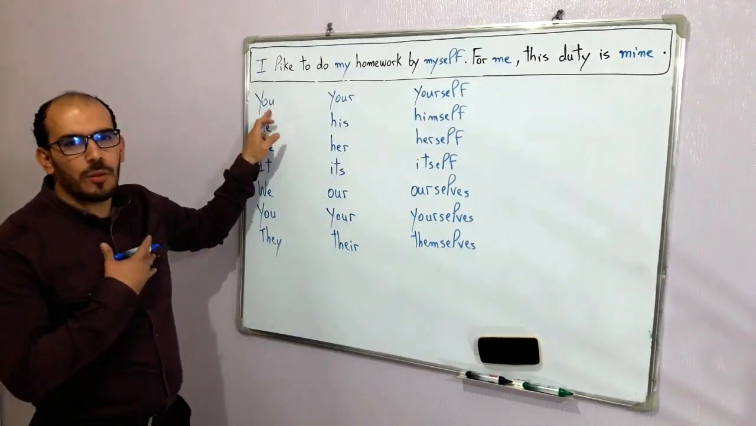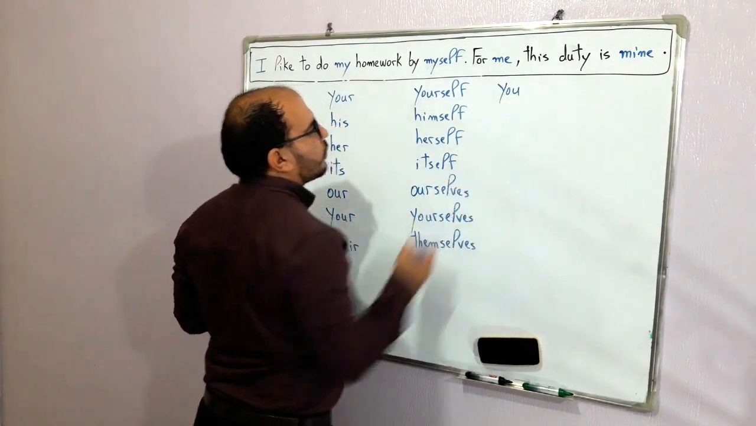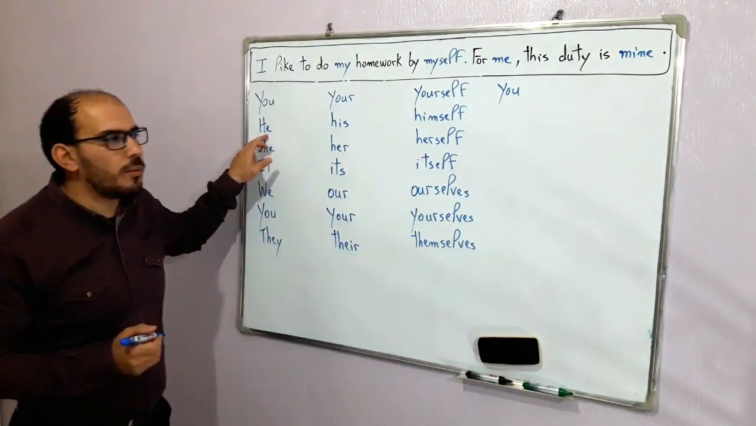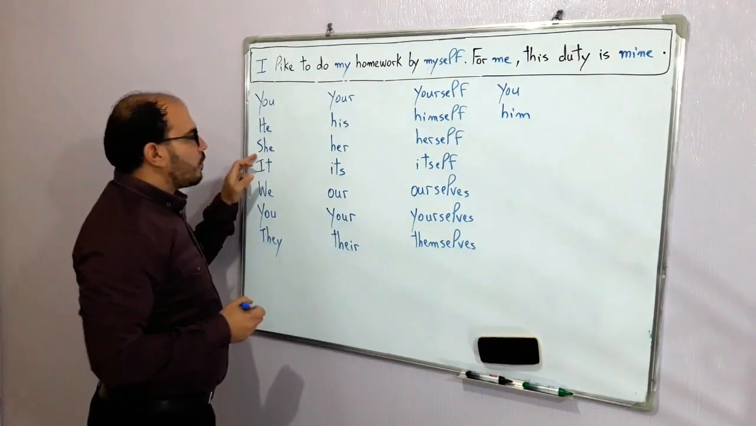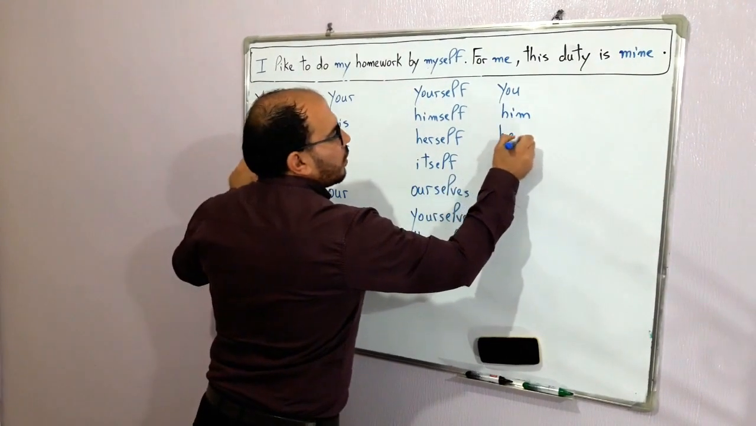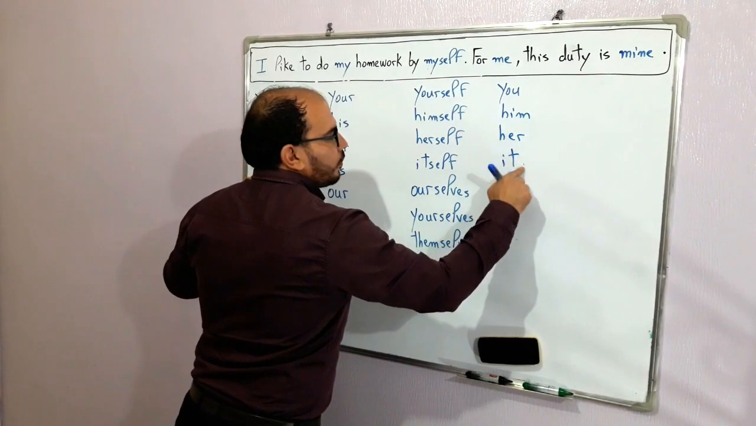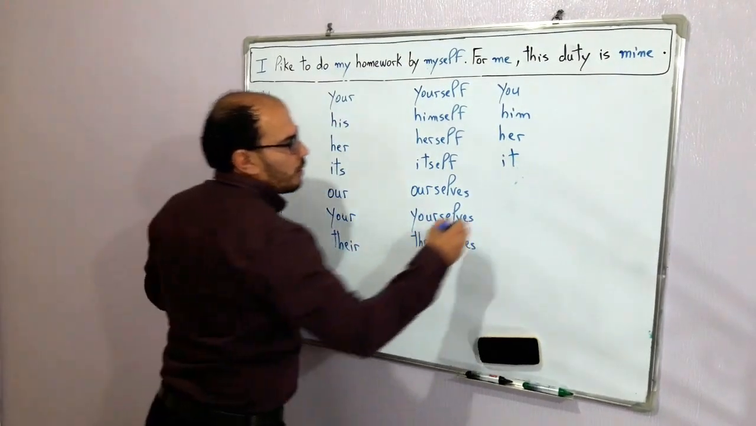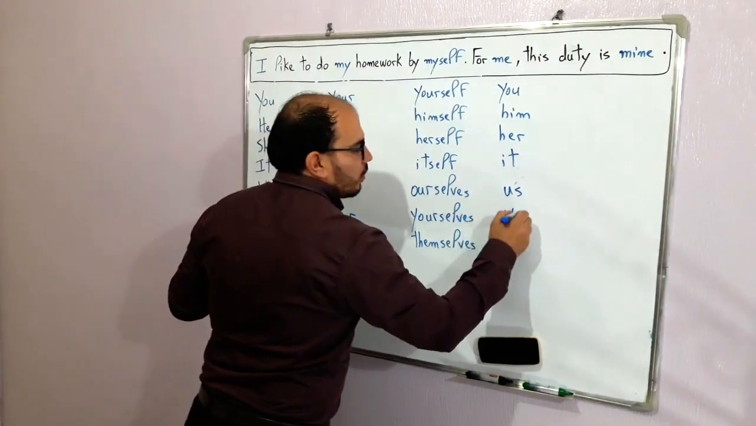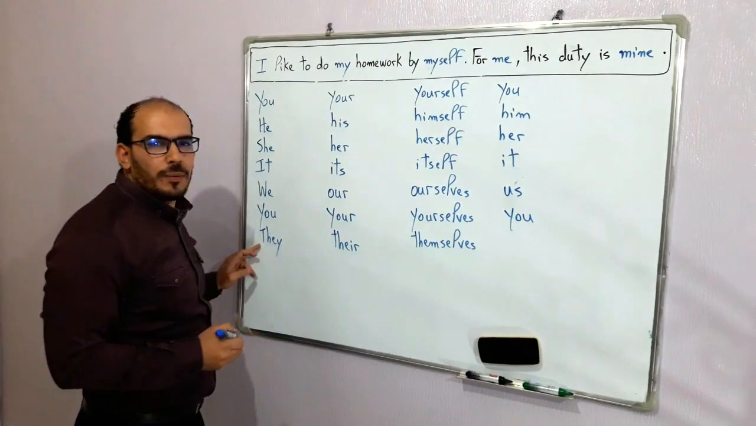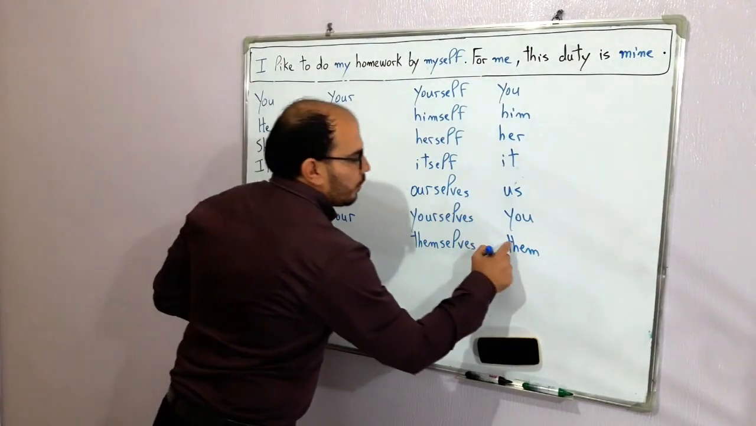I like to do my homework by myself, for me. But if I have you, so I say for you. If I have he, so I say for him. If I have she, so it becomes for her. If I have it, for it. If I have we, so it becomes for us. You for the plural, for you. If I have they, so it becomes for them.